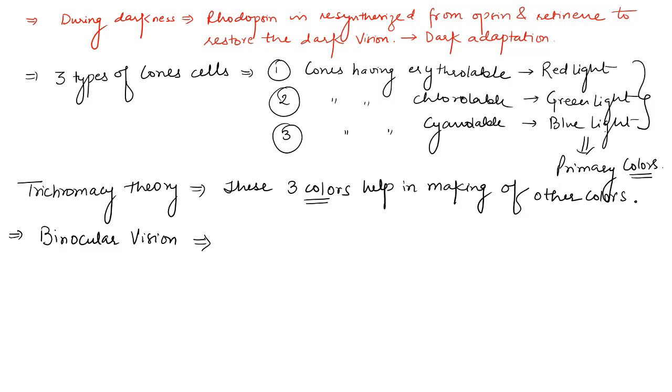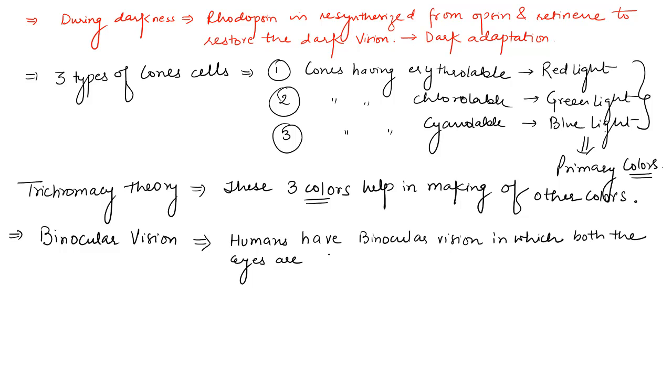So we discussed accommodation, the power of accommodation, and the different types of cone cells. Now we are going to discuss binocular vision, in which both the eyes are focused on the same object, like the binoculars we use. It is a stereoscopic vision, also known as three-dimensional vision.